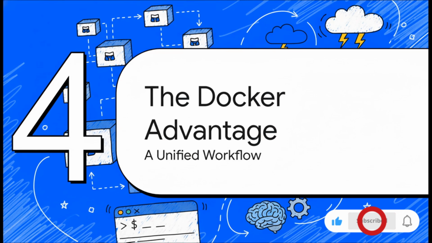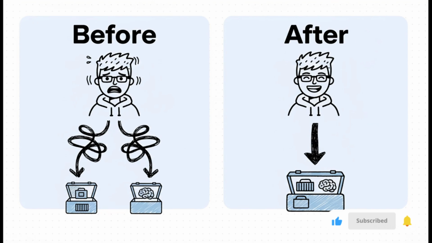All right, let's zoom out for a second and talk about why this is such a game changer. It all boils down to one simple, powerful idea, a single, unified workflow. Just look at the two worlds side by side. On the left, you've got the old way. You're using Docker for your applications, but then you need a completely separate tool like Ollama for your AI models. That means two CLIs, two ecosystems to manage. But on the right, with Docker Model Runner, your apps and your AI models live in the same house, managed by the same familiar rules.